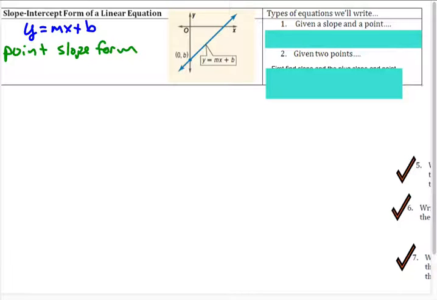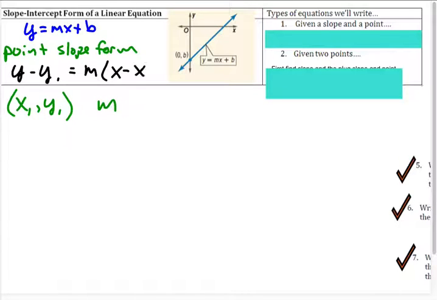Point-slope form is this. If you're given some point, I'll say x sub 1, y sub 1, some point, and the slope, point-slope form is basically this. y minus y sub 1 equals m times x minus x sub 1. Now really, the only thing you're plugging in here, first of all, is the slope, m. And that's going to be coming from right there.